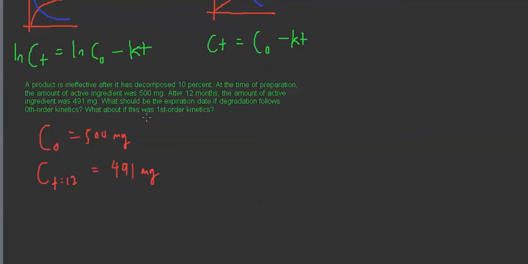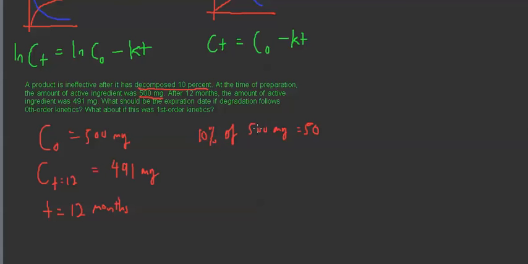Okay, so let's take a look at what information we're given. So we're given a couple things. We know C0, we know Ct, and we also know t. Sorry, t is 12 months. And we know the product is ineffective after it has decomposed 10%. So what is this 10% referring to? It's referring to the initial concentration. So 10% of 500 milligrams is equal to 50.